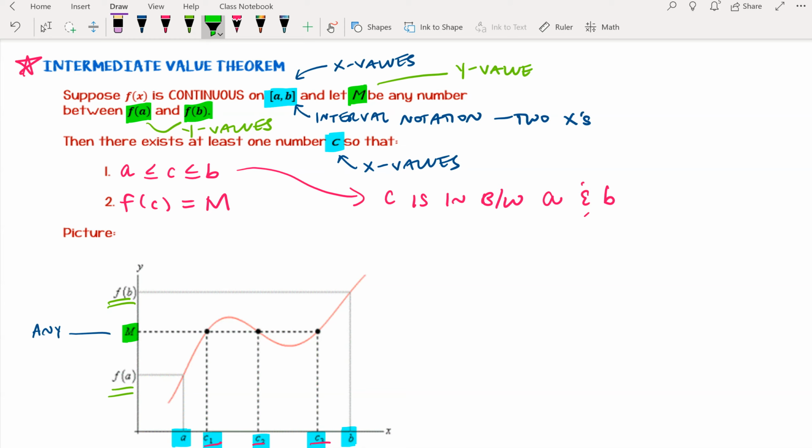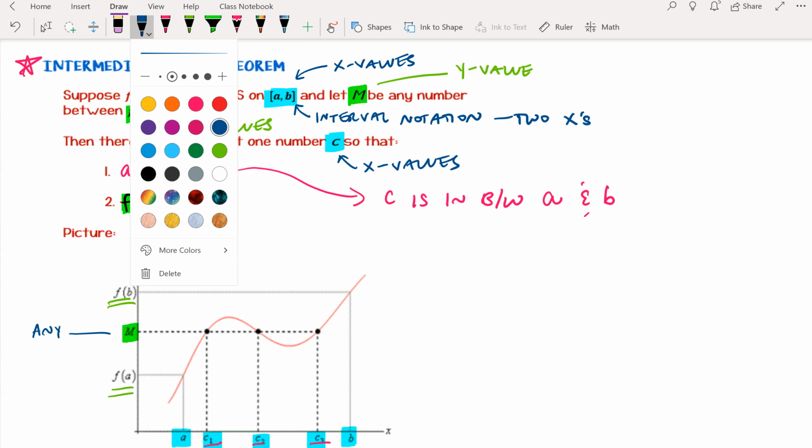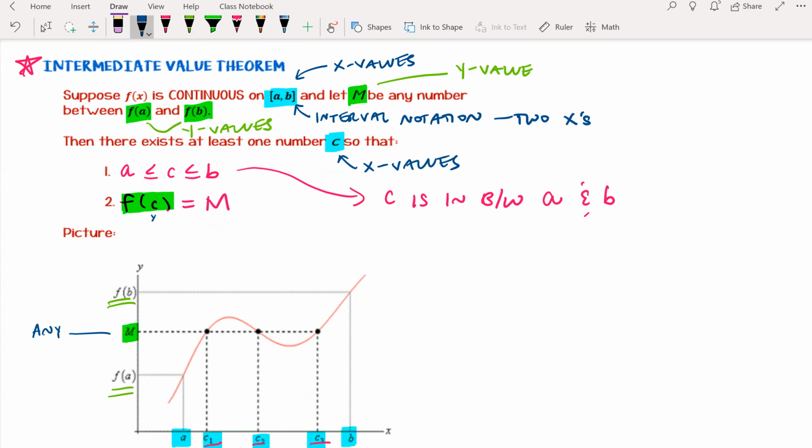All right, f of C, that should be an x or a y value? I'm so sorry, y value. Why is that a y value? Because C is an x, but when you plug an x into a function, your output, your whole thing, is a y. So this thing turns into a y value. So we have f of C equals m. That means this is the same as saying y equals m. All right, what is this theorem saying?